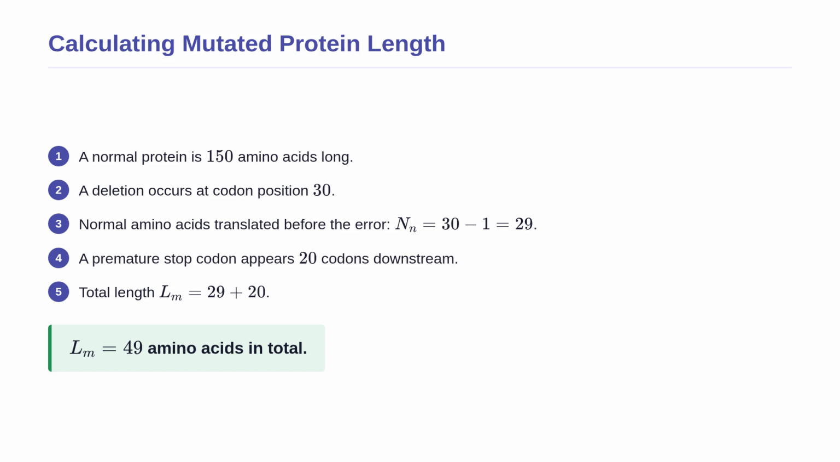Because the error occurs at the 30th position, the first 29 codons are read perfectly normally, so N normal is 29. The cellular machinery then translates 20 scrambled amino acids before hitting the accidental stop codon. Adding 29 and 20 gives us a final answer of 49 amino acids in total. Physically, this means the cell produces a severely shortened protein of 49 amino acids instead of the normal 150, which will almost certainly lead to a severe genetic disorder.